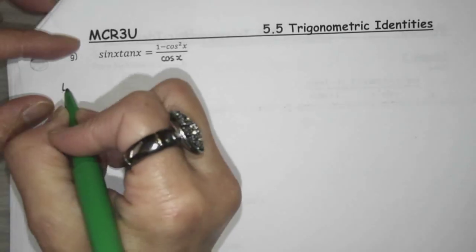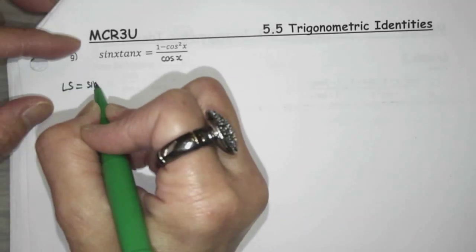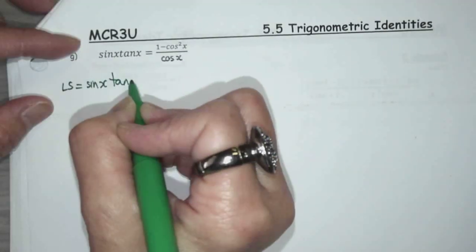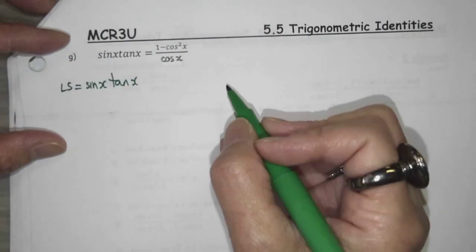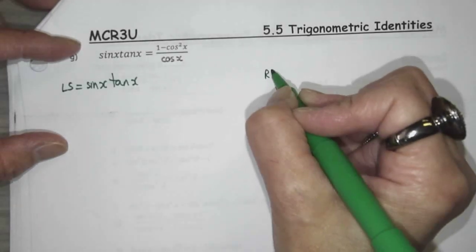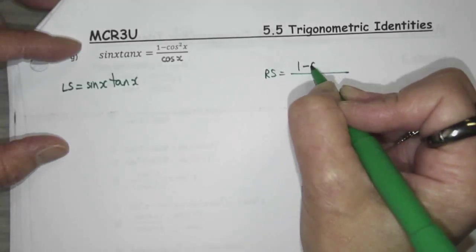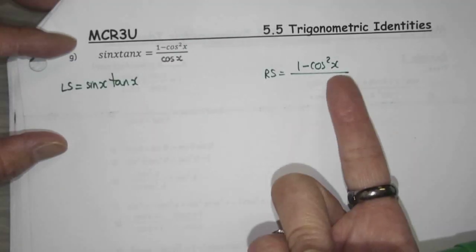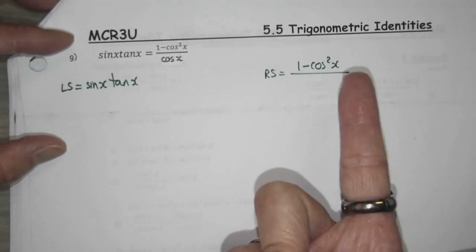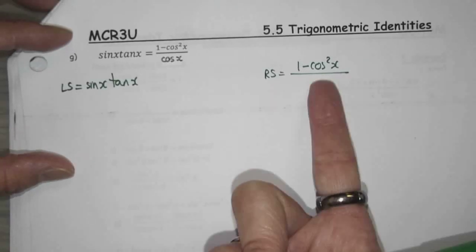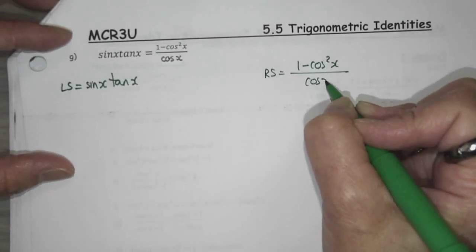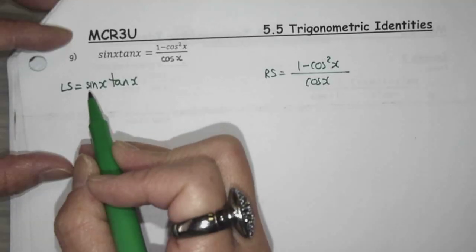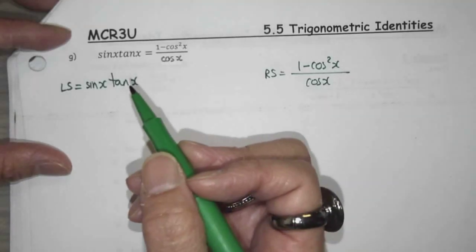So when I write the left side, I have sine x tan. I'm going to definitely change the tan to sine over cos. On the right side, I have 1 minus cos squared, which I already know is sine squared, right? So I know that's the Pythagorean identity. You have to recognize the Pythagorean identity, 1 minus cos squared is sine squared. And this is cos x. So that might come in handy because I see a sine over here.